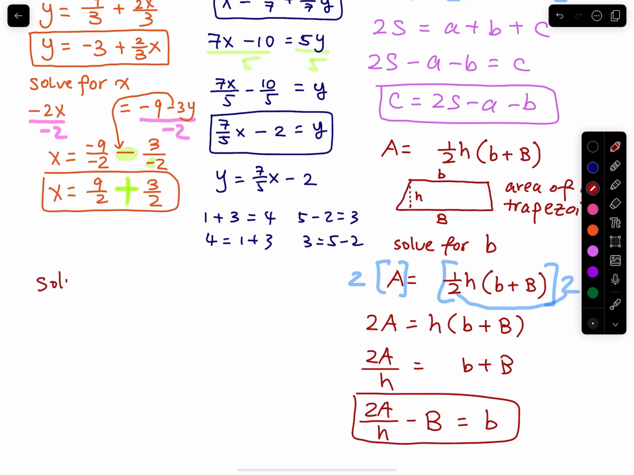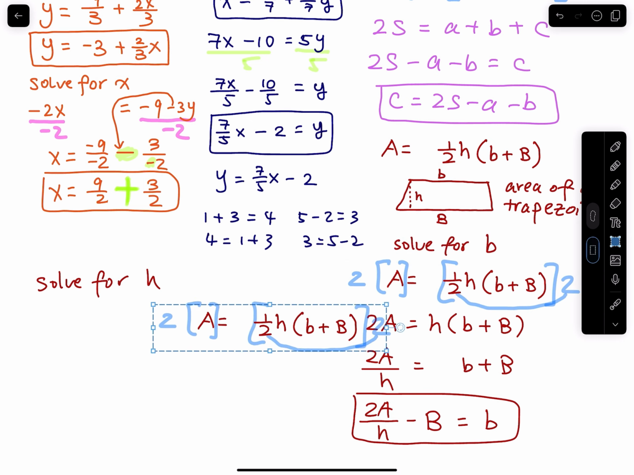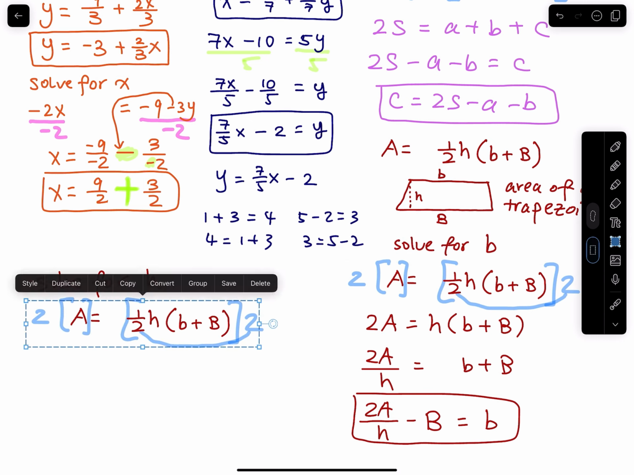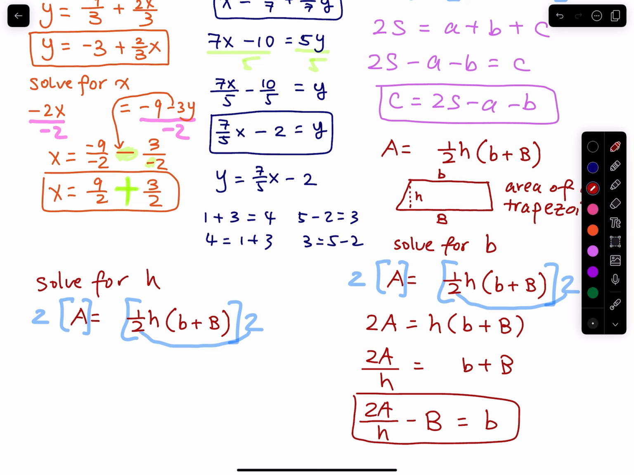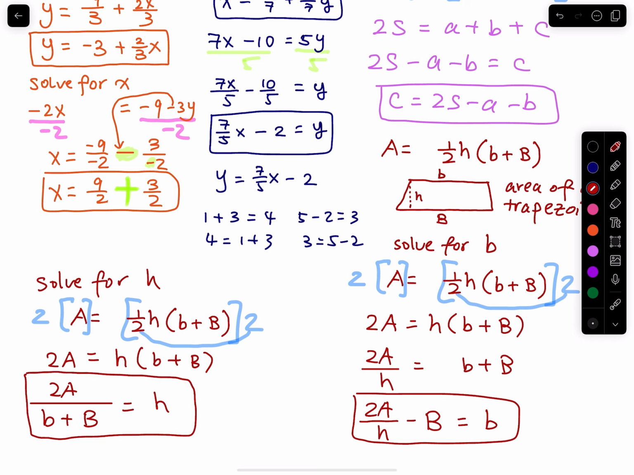How about solve for h? What do we do? I will use the same line one more time, so I will just duplicate this to get rid of the fraction. So I have 2A equals h times small b plus big B. And then 2A divided by small b plus big B equals h. And then the job is done. That is solving for h.